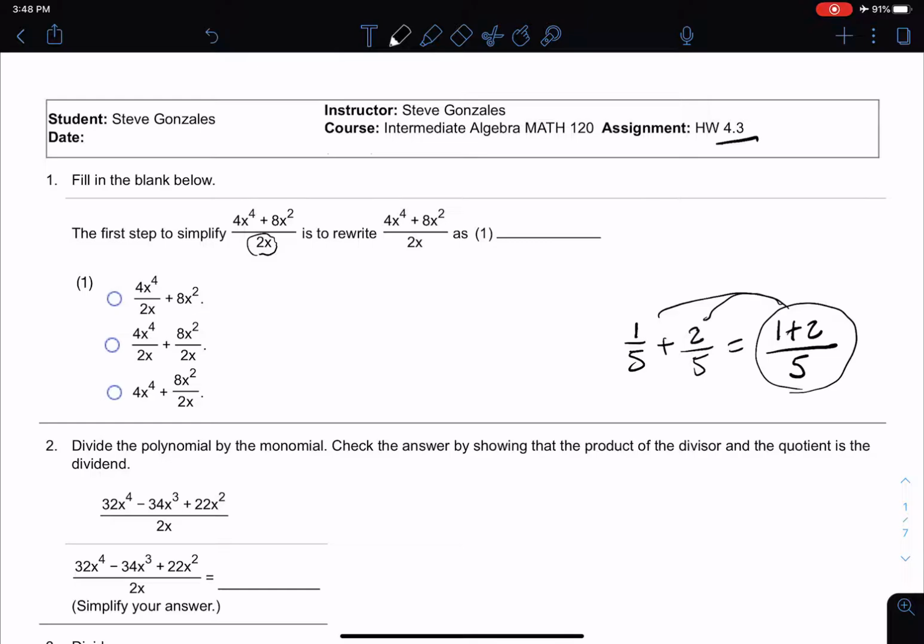So our first step when we're dividing by a monomial, and this is only when we divide by a monomial, the technique is to break it apart. So you're going to have 4x to the fourth divided by 2x, and then what's the sign? Plus. And then we have 8x to the second over 2x. Of course, the denominator stays the same. And so our answer to this is the second B, or whatever that one is right there.